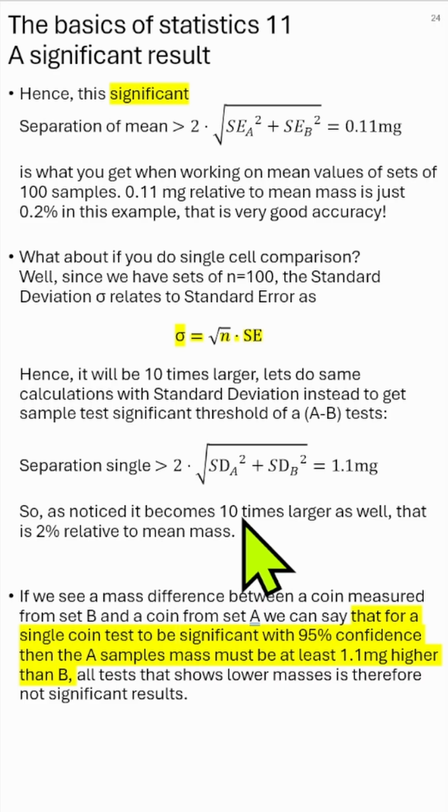And we see a mass difference between a coin measured from set B and a coin from set A. We can say that for a single coin test to be significant with 95% confidence, the A sample's mass must be at least 1.1 milligram higher than B. So all tests that show lower masses are therefore not significant. In these two sets, we cannot find any single cell comparisons that will be significant. Well, a few, as we showed earlier, but most of them will not be higher than 1.1.